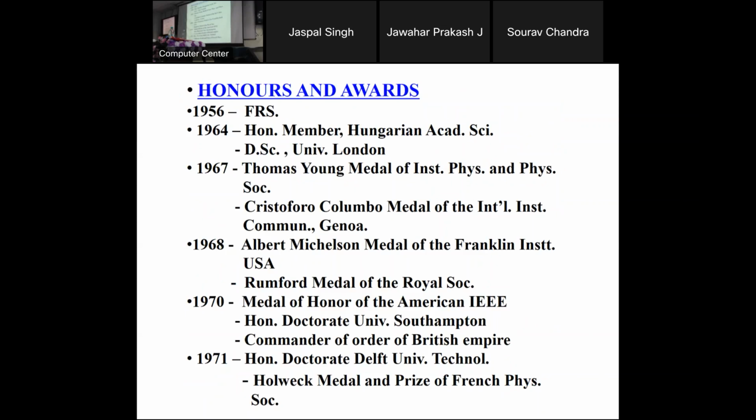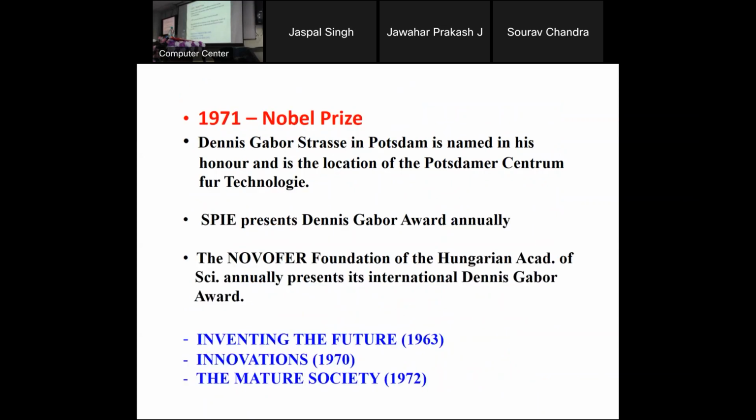Even before he got the Nobel Prize, he was living in many ways. Of course, he got the Nobel Prize, not for that specific work. But he had a very, very wide background. So he was eligible for the Nobel Prize. SPIE presents an annual award. There is a foundation in Hungary, so the Hungarian Academy of Sciences also has an international Gabor award.